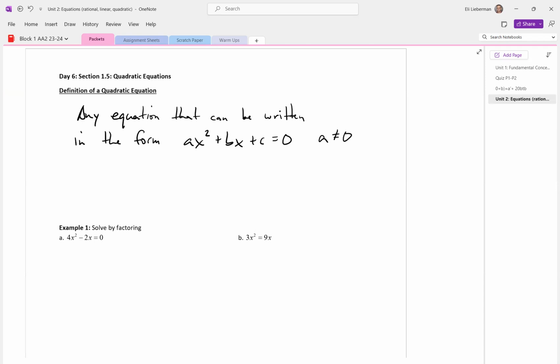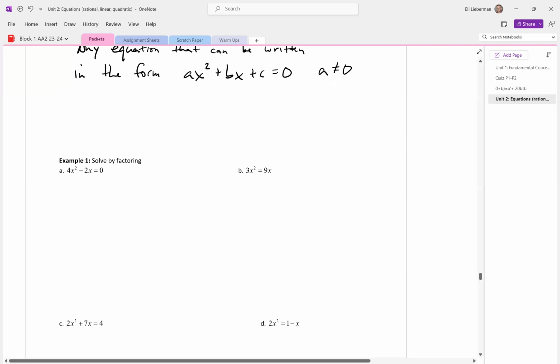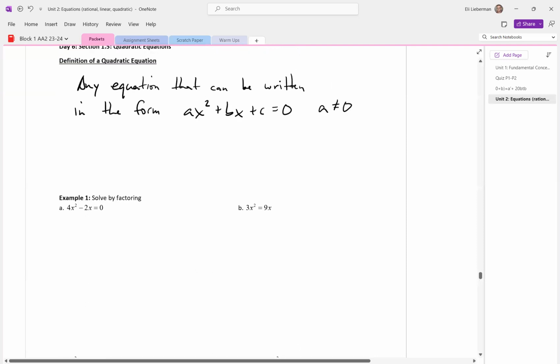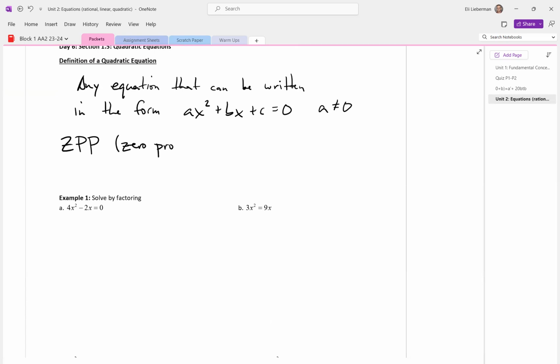But let's focus on quadratic because that's all that we're going to be doing now. The second degree equations. So there are some principles you have to know. The main thing you have to know is, what are the next two letters? Z. No, P. No, ZPP. ZPP stands for zero product property.